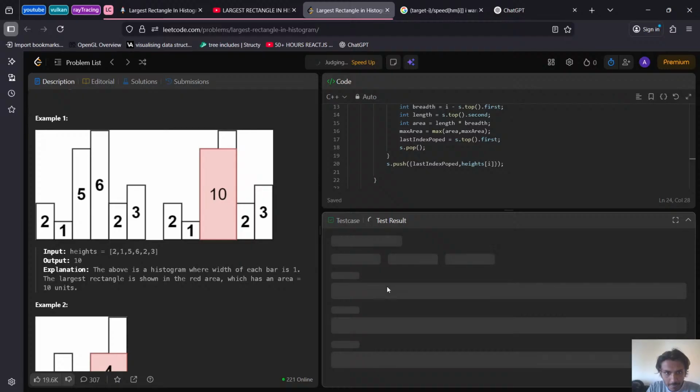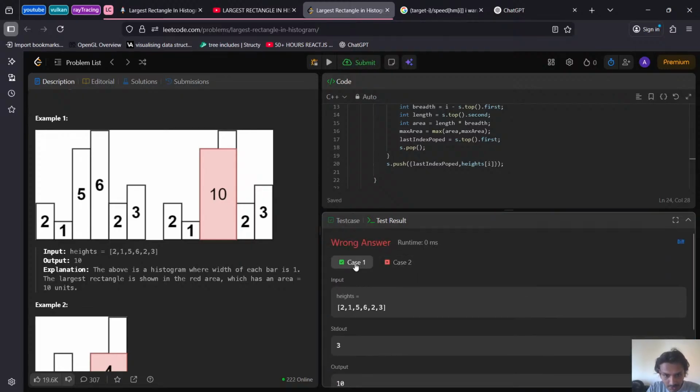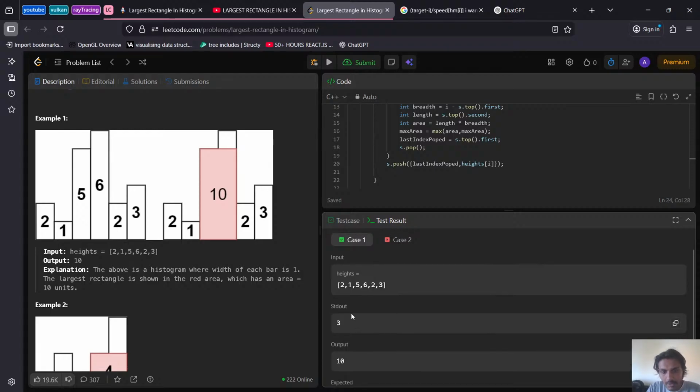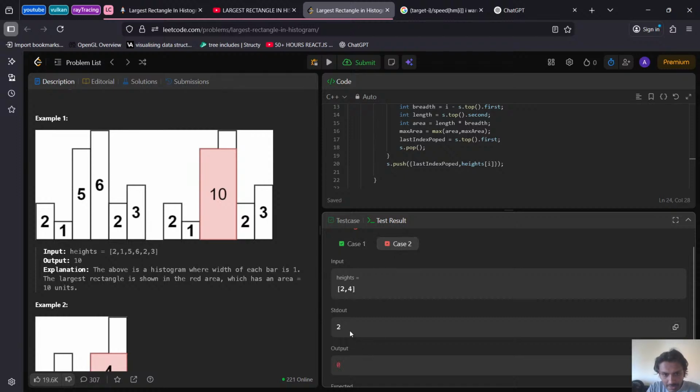So it's 2. Here also it's 2. It's 3. But in the middle of this we get the answer, but we are not able to get the answer at the end.